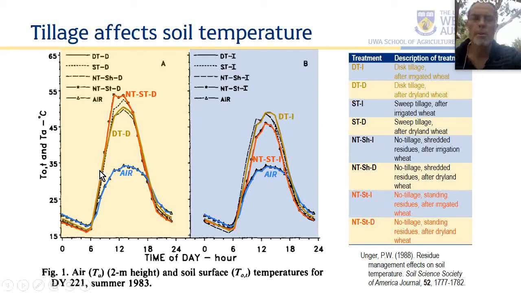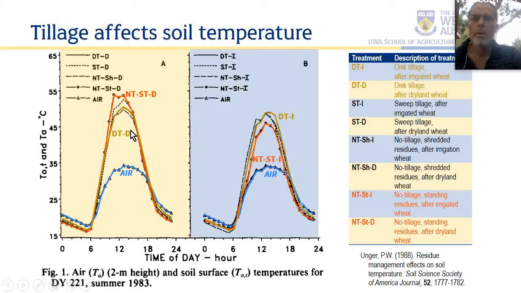So something similar to agriculture in Western Australia. The air temperature, as we expect, fluctuates through a fairly typical daylight cycle. Overnight, it gets down to about 17, 18 degrees, hitting 34, 35 degrees during the day and then dropping back down. Soil temperatures are quite a bit higher.